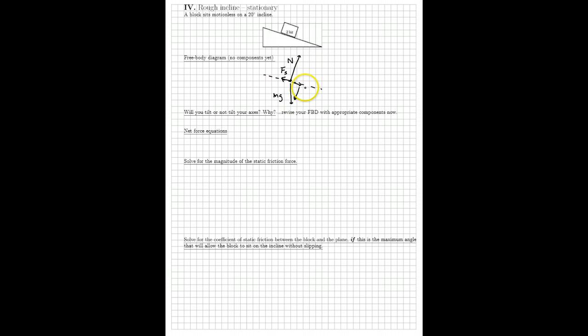You could do it the other way. There's no acceleration here, so there's no reason you have to do it one way or the other, but if I do it parallel and perpendicular to the axes, I only have to break up one vector into components. The other way I have to break up two. So it's just a little easier here. And I'm solving for the static friction force, so I'm going to go ahead and not break up the thing that I'm solving for. Just pick my axes that way and make it easier.